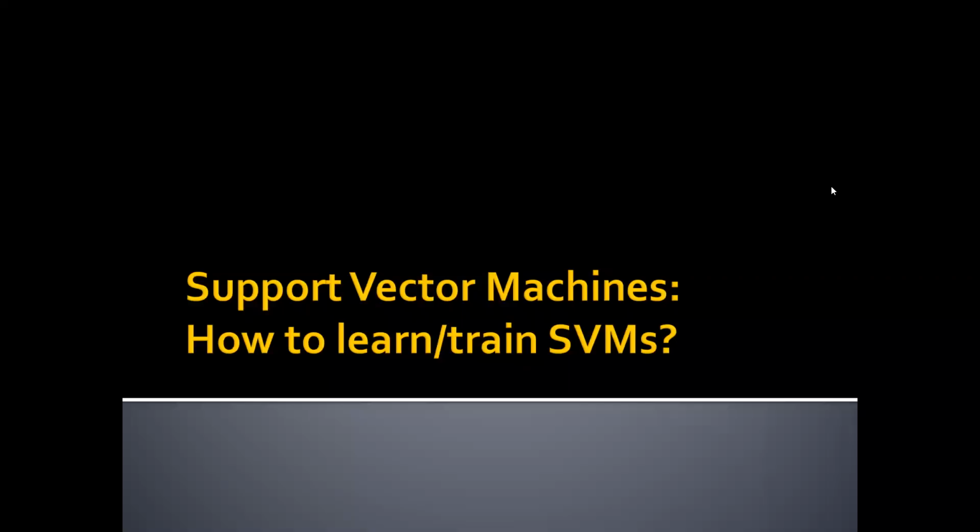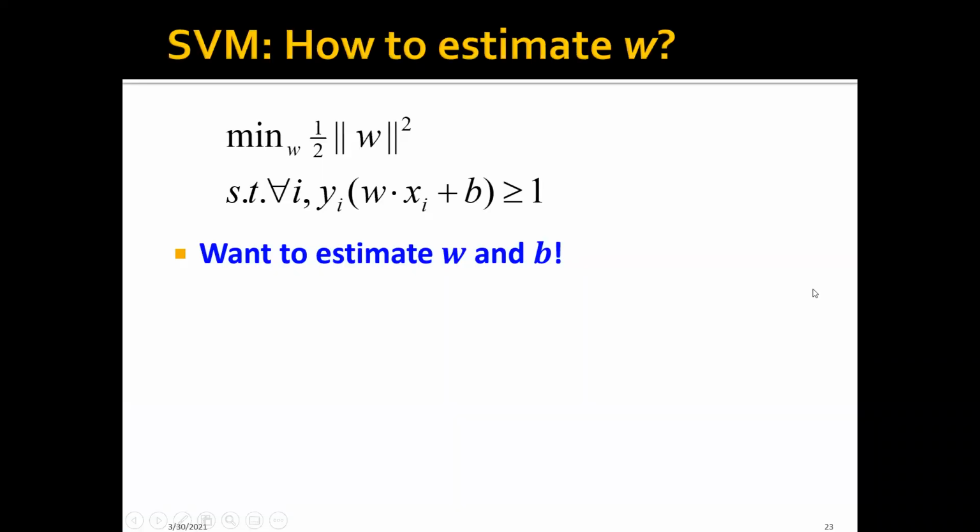In the previous parts, we have formulated the learning of SVM as an optimization problem. Now let's move on to see how we can actually solve this optimization problem and learn the parameters W and B. Remember that in SVM, we have an optimization problem where we want to find the optimal W and B such that we can minimize this objective function subject to these linear constraints.